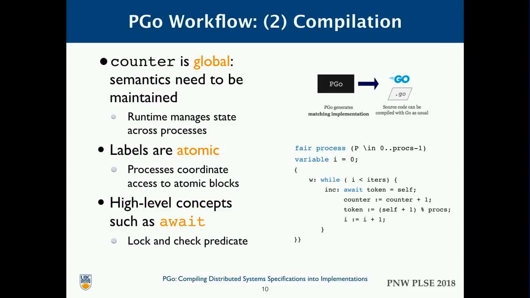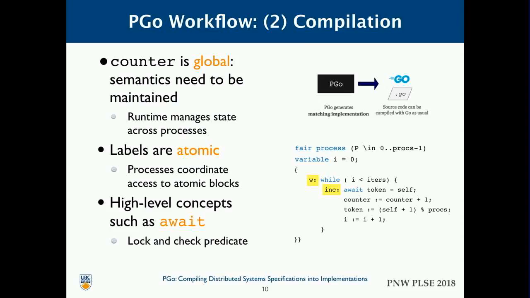A number of difficulties arise in this process, and I'm going to be talking about the most important ones. For example, this variable counter here has a global scope in PlusCal, so we need to make sure that a matching implementation can also access the shared resource. All processes can access this shared resource. The way that we handle this is that we have a runtime that manages state for you, and you can manage it in different ways. There's a bit of developer input to configure how you manage state, but the runtime takes care of that for you.